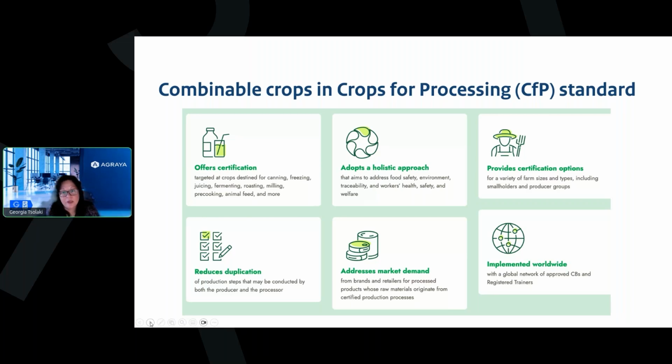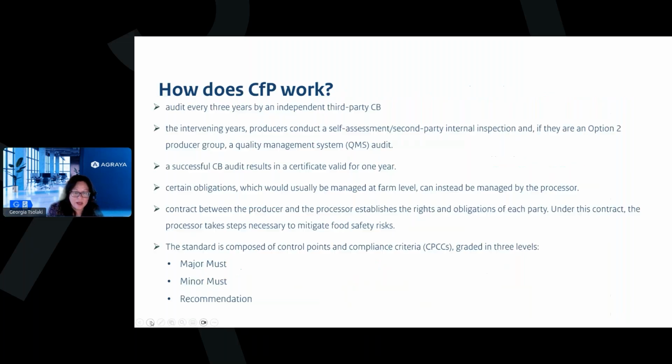Again, here we have this holistic approach. We include requirements for food safety, for traceability, for the environment, and for the workers working in the farm. Can you please proceed to the next slide to describe how it works and how it is different?